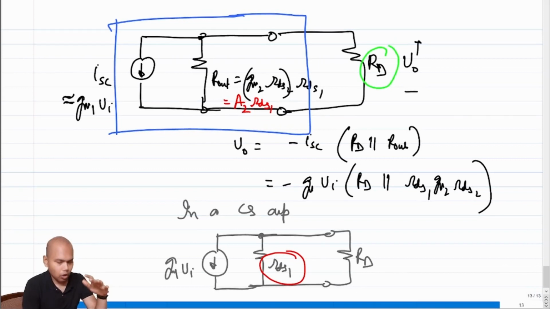Okay, so we'll stop here. In the next lecture, we'll see how to actually bias this circuit. Ultimately, it has become a two transistor circuit. We have graduated from a single transistor circuit to a two transistor circuit in order to mitigate a non-ideality. So we will see how to bias this network in the next lecture.